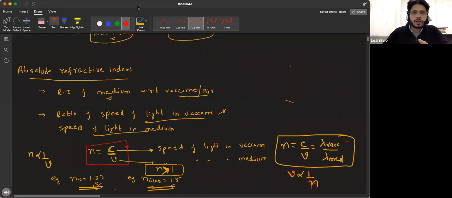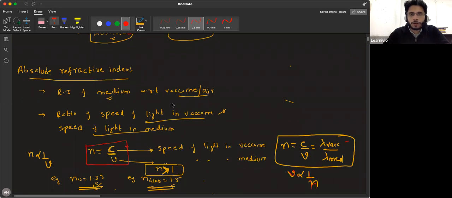So Anshika, if I compare the speed of light in, let's say, water and glass, glass is a denser medium. The refractive index of glass is greater than water. Then in which medium is the speed of light greater, water or glass, Anshika? Sir, it will be greater in the air.